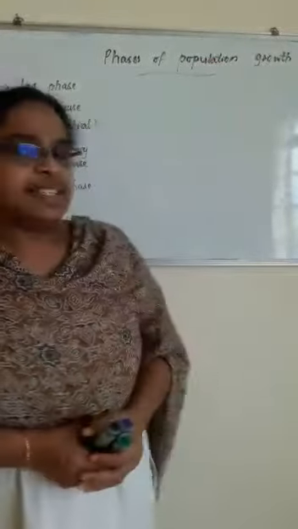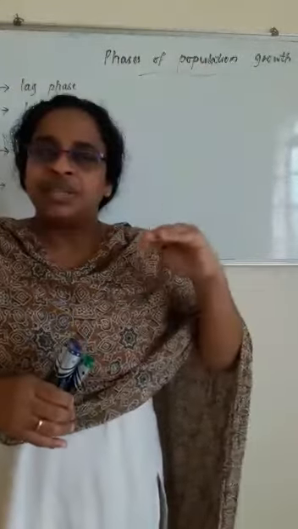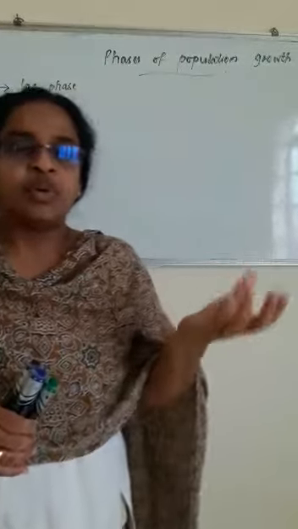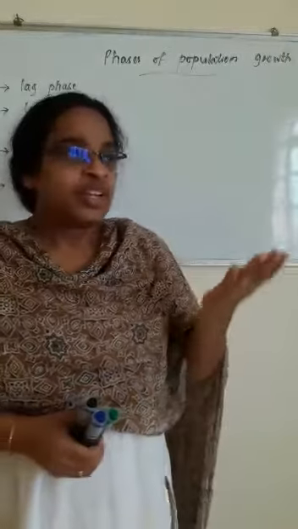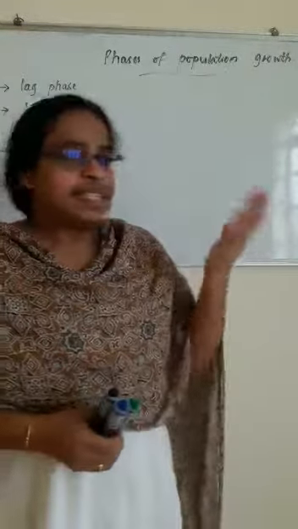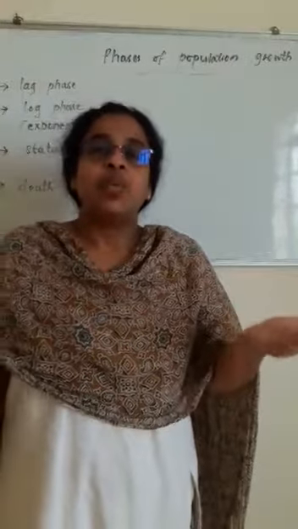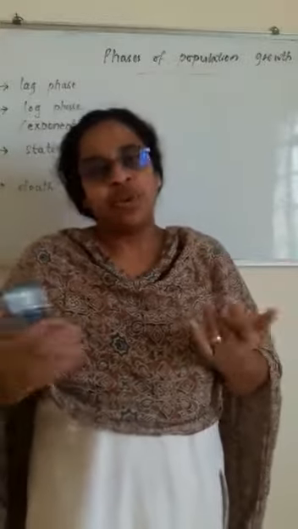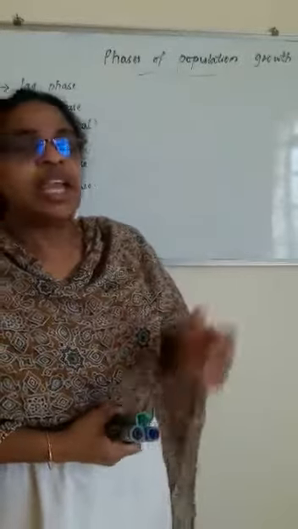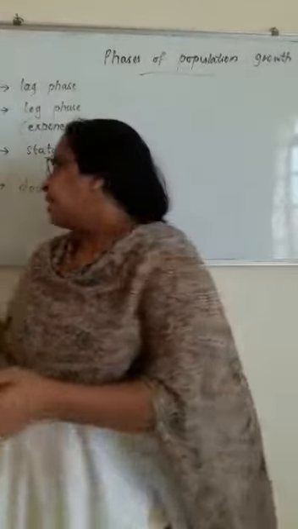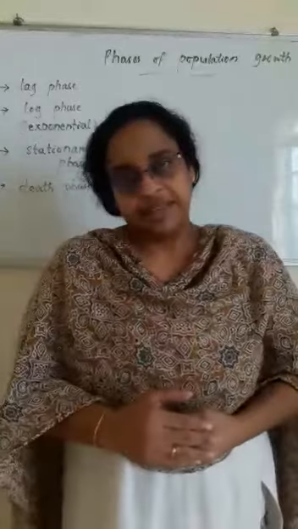The third phase is stationary phase. Stationary means the growth rate is steady. You know how the population is becoming more or increasing, there will be more births. So in stationary phase, the number of births and the number of deaths will be more or less the same, or equal. That is why it becomes stationary phase. And the last phase is the death phase, where you can see more deaths than births.